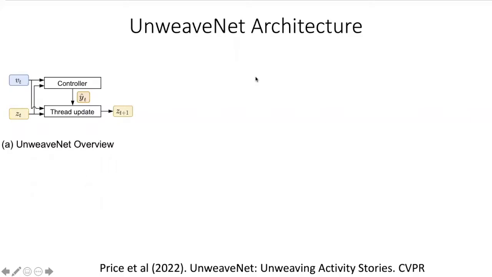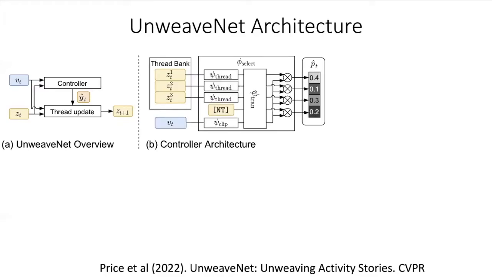Let me introduce the UnweaveNet architecture. At each time step T, UnweaveNet receives a clip from the ongoing video, VT, and considers the current thread bank, ZT. UnweaveNet has two components: a controller that determines whether the clip continues an ongoing thread, resumes a paused thread, or starts a new thread. The prediction of the controller, YT, is passed to the thread update module, resulting in a new state of the thread bank at T+1. The controller is modeled as a transformer encoder.